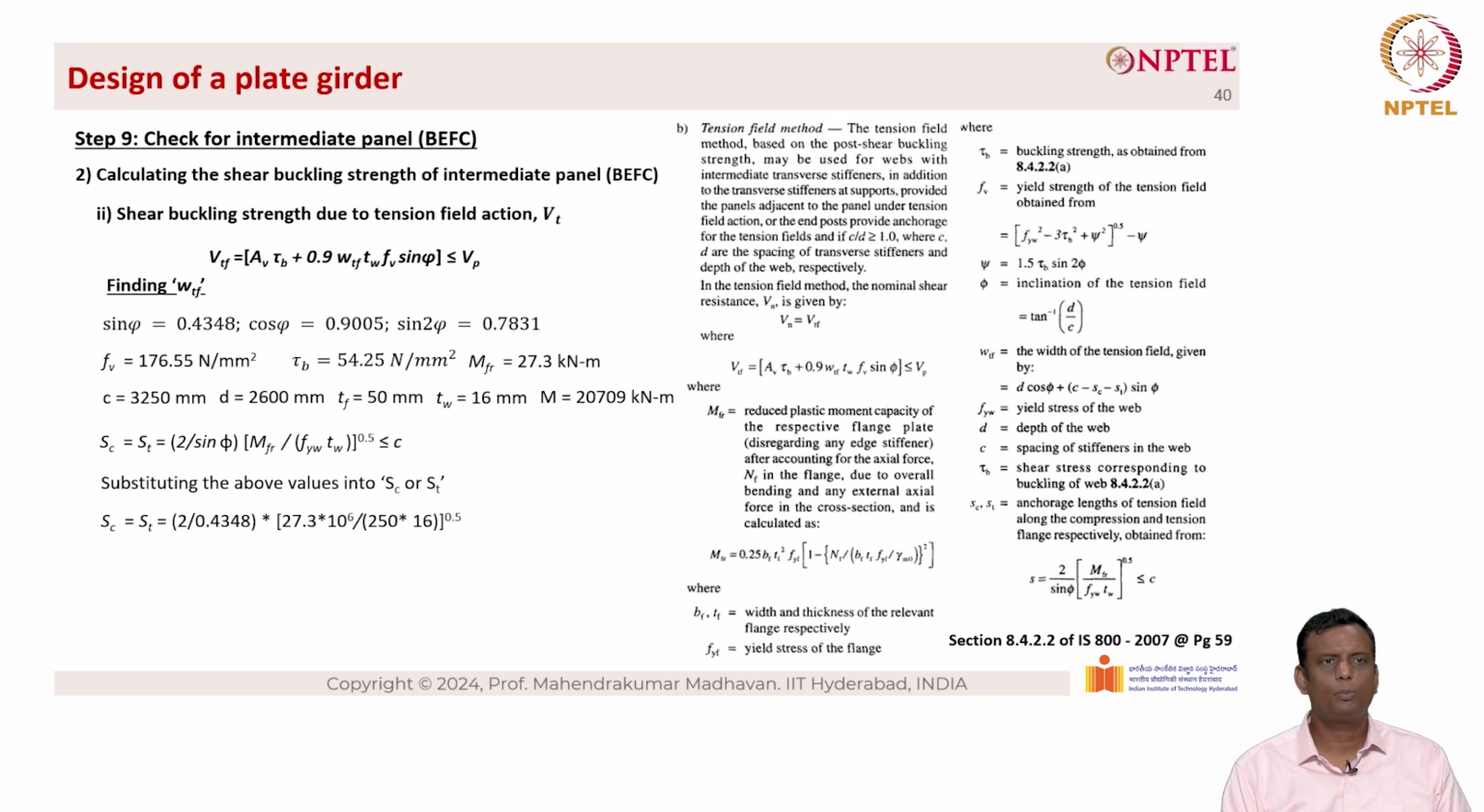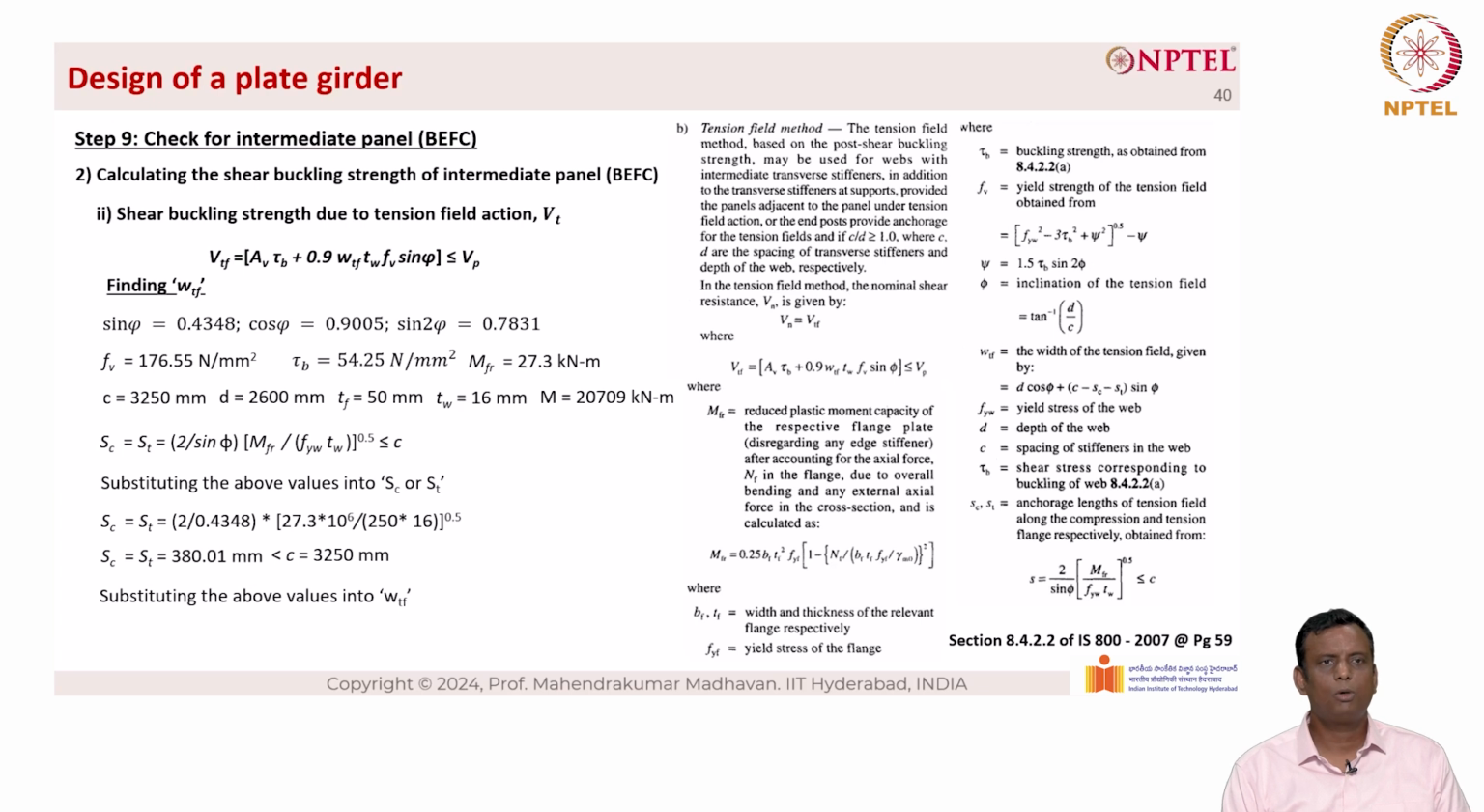S sub C equal to S sub T equal to 2 divided by 0.4348 into 27.3 into 10 power 6 divided by 250 into 16, the whole power 0.5. So we have the value of S sub C equal to S sub T equal to 380.01 millimeters, which is less than c equal to 3250 mm.